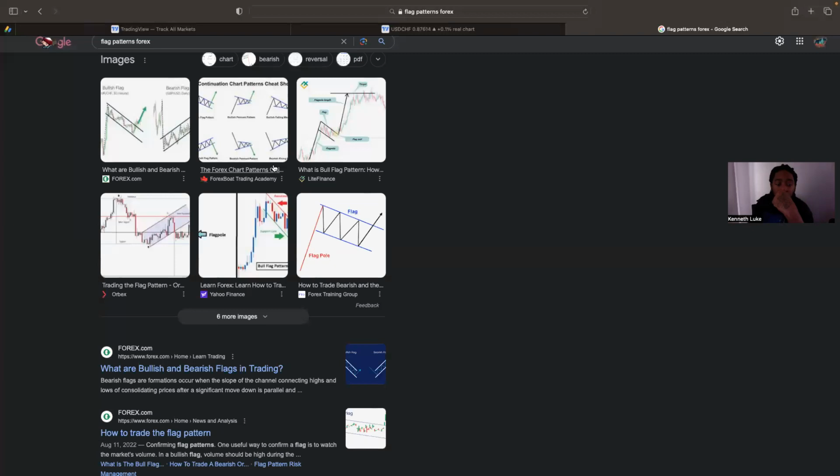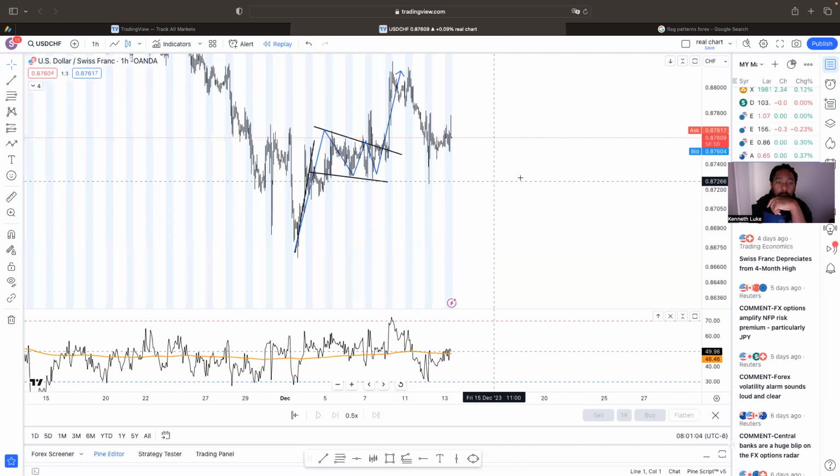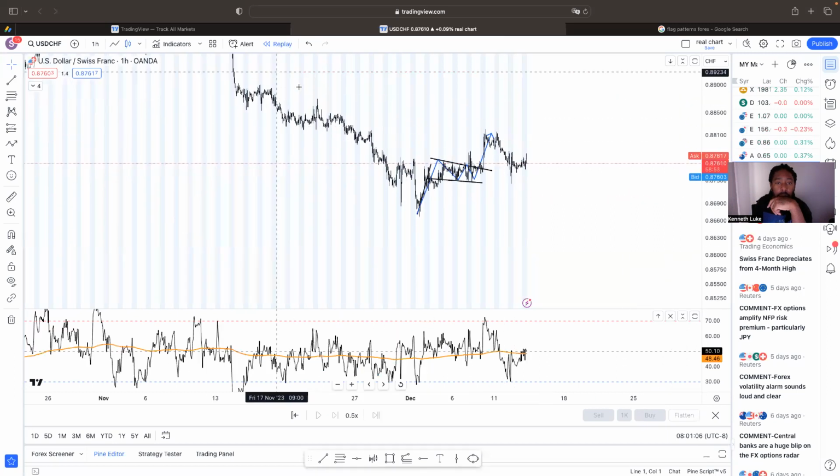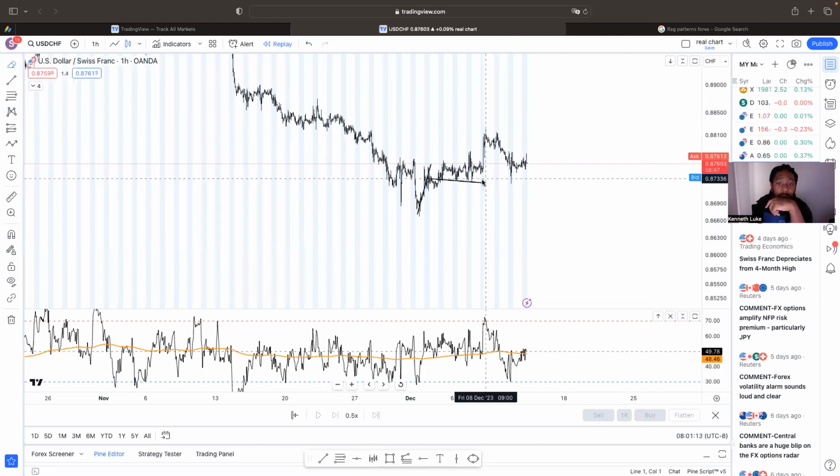Same thing for this one right here, which, like I said, is a flag pattern as well. Price was going bullish, and then it went bearish. So pretty much it was an overall big flag pattern right here, right? So yeah, price going something like that.